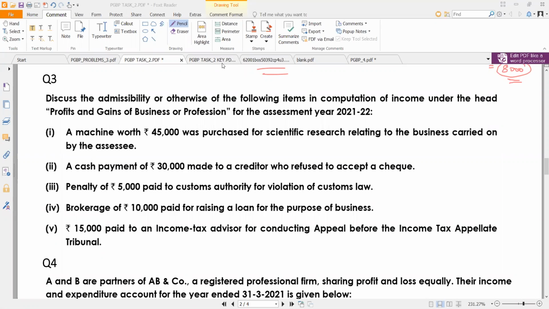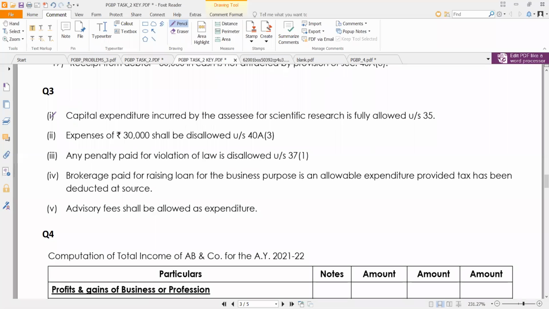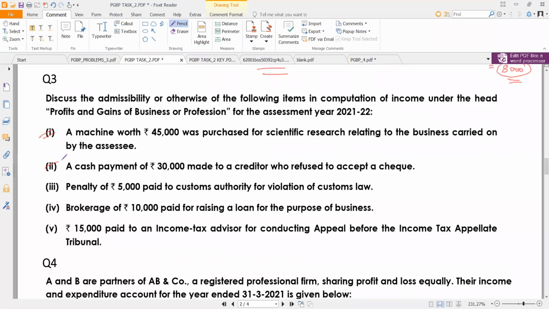So here, a machine worth 45,000 was purchased for scientific research related to the business carried on by the assessee. Of course, if it is an approved scientific research, definitely it can be allowed as deduction. So capital expenditure is allowed as deduction under section 35. That's enough.